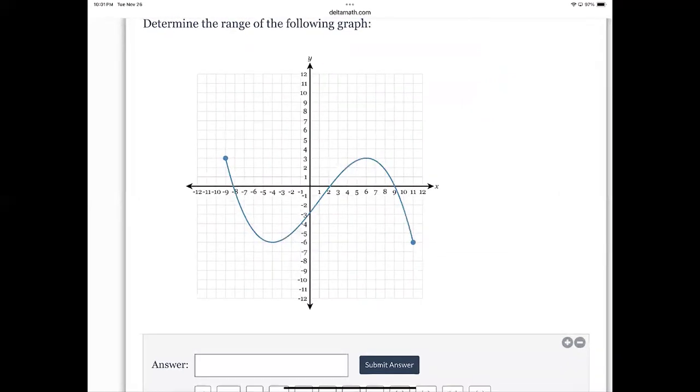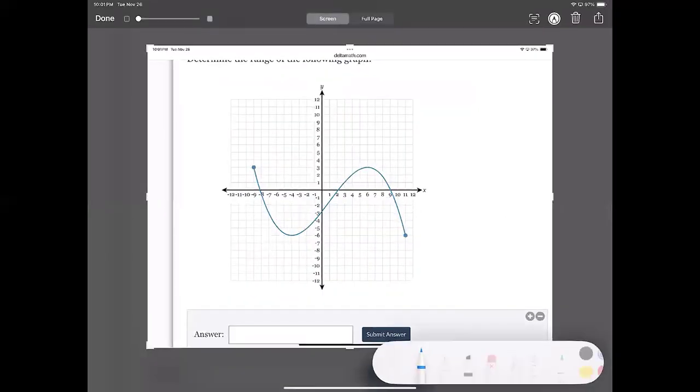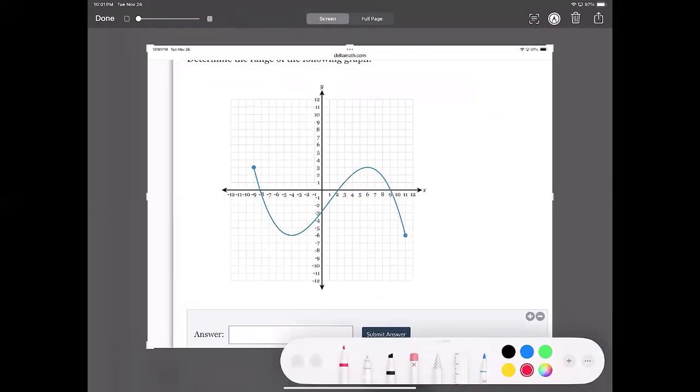All right, now let's do one that has range. Here is one for range. We're going to do the same thing, take a picture. And then now I'm going to change this to red. Now we're going to be drawing some horizontal lines. Go to the bottom of the graph. That's step 2, draw a horizontal line. Go to the top of the graph, draw a horizontal line. Now, step 3, go to the y-axis, and you're going to read these numbers right off. So it goes from a -6 from the bottom to the top. And we're going to go to 3.